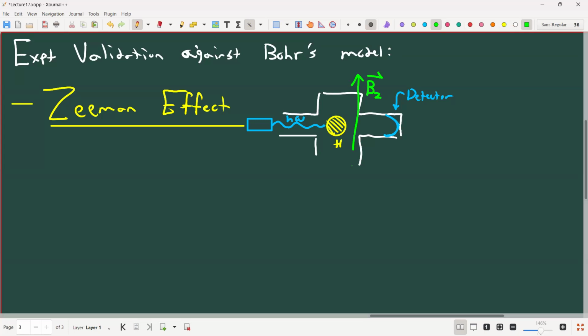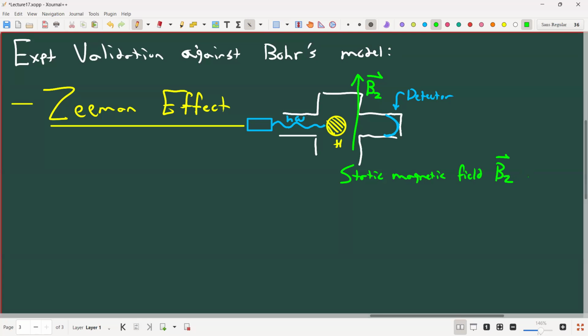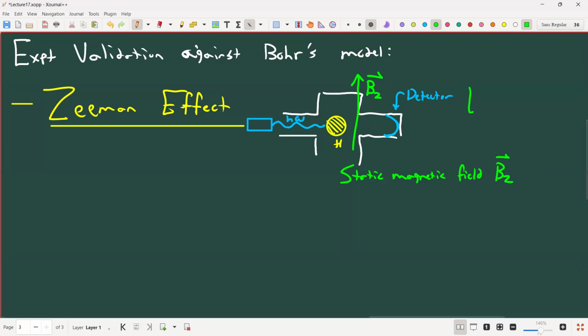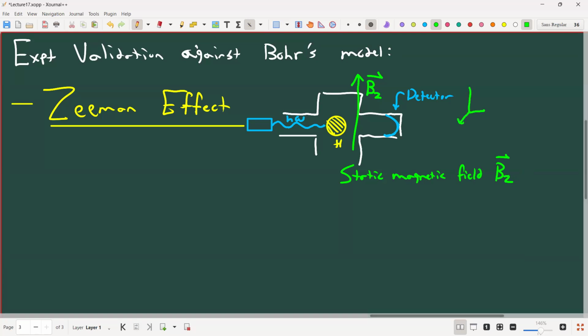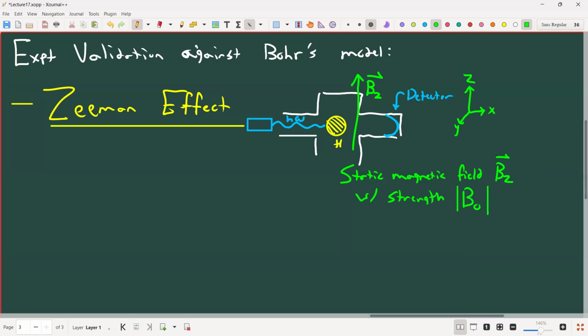All right, so we have a static magnetic field, BZ, that's lying along the Z-axis. I'll just draw my coordinate system here, Z, with strength. I tune my magnet to tune its strength, and we'll say that the strength is B0, absolute value. So some strength.